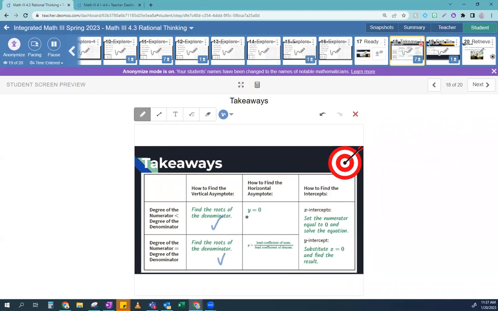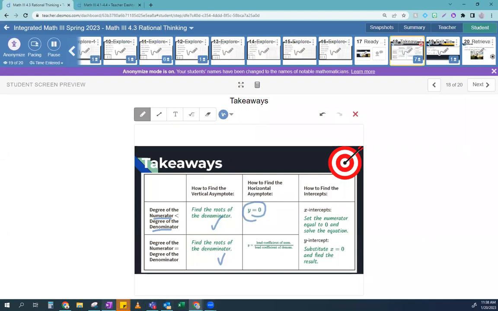Okay. So some of you figured out that it's always going to be y equals 0 when the numerator is littler than the denominator. So I talked about it as who wins. Okay. So if the denominator's degree wins, your asymptote is y equals 0. You're not finding anything. It's just boom, y equals 0.